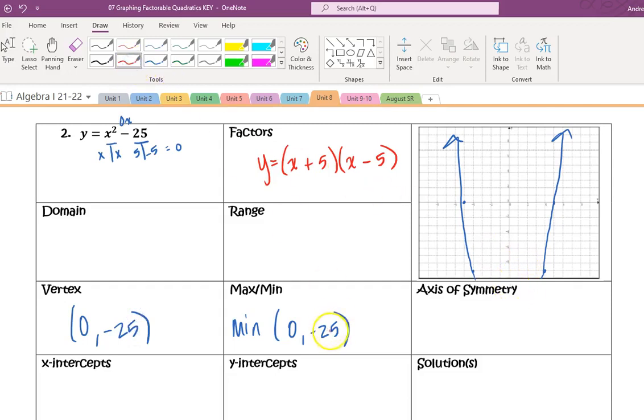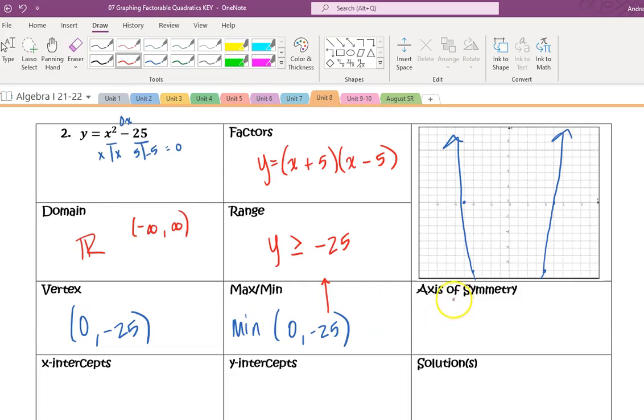Remember, the range goes with this, and since it's a minimum, that means it starts at -25 and it would go up. So to be higher than -25, you would need a greater than or equal to sign. The domain, of course, is always all real numbers. Good job. And you can say this anyway. If you want to say -infinity to infinity, that works also.